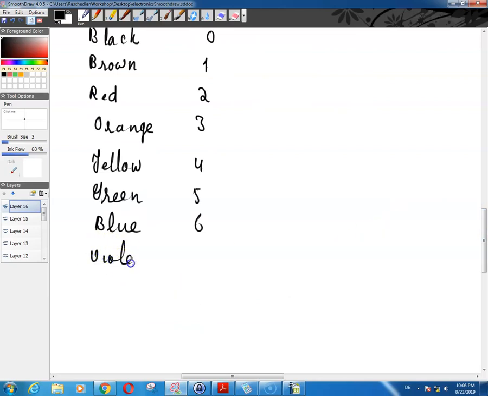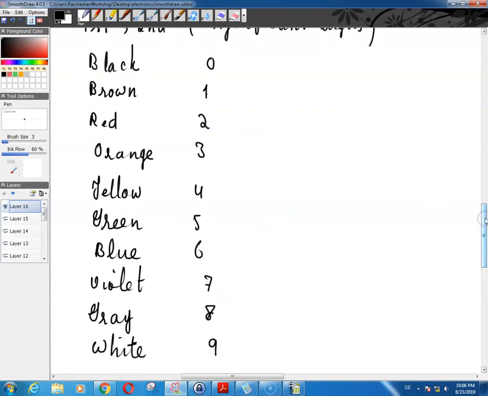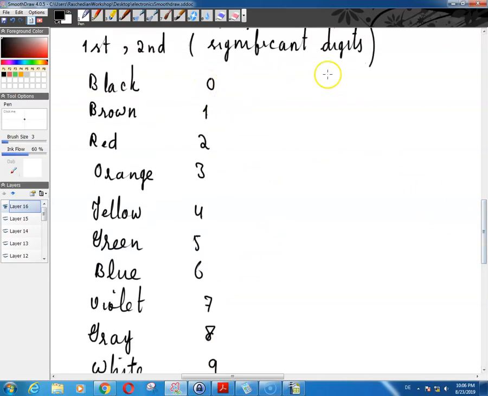Violet is 7, and 8 is gray. Gray is 8, and white is 9. So 0 to 9. And then for the multiplier, these were for the significant figures.